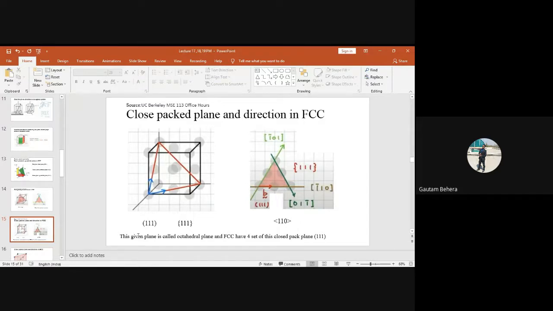And there is a very interesting line. Just have a look. This given plane is called the octahedral plane. You have to remember this. In FCC, the close packed plane is an octahedral plane. We have 4 sets of this kind of plane. 4 sets of this kind of plane means some planes are parallel, right? That's why I am writing 4 sets of planes. So the total number of planes will be how much? 8. So we have 8 such 1 1 1 planes in the FCC. Is it okay?